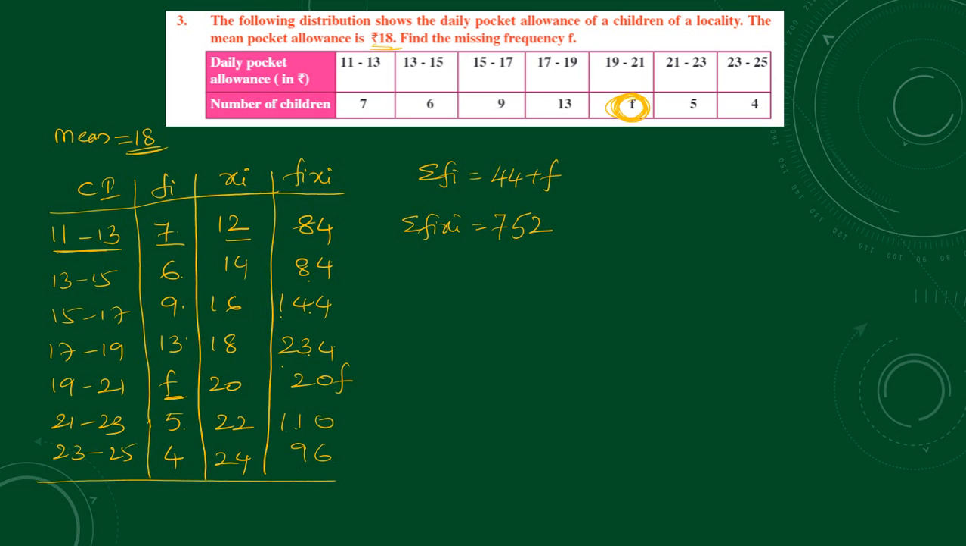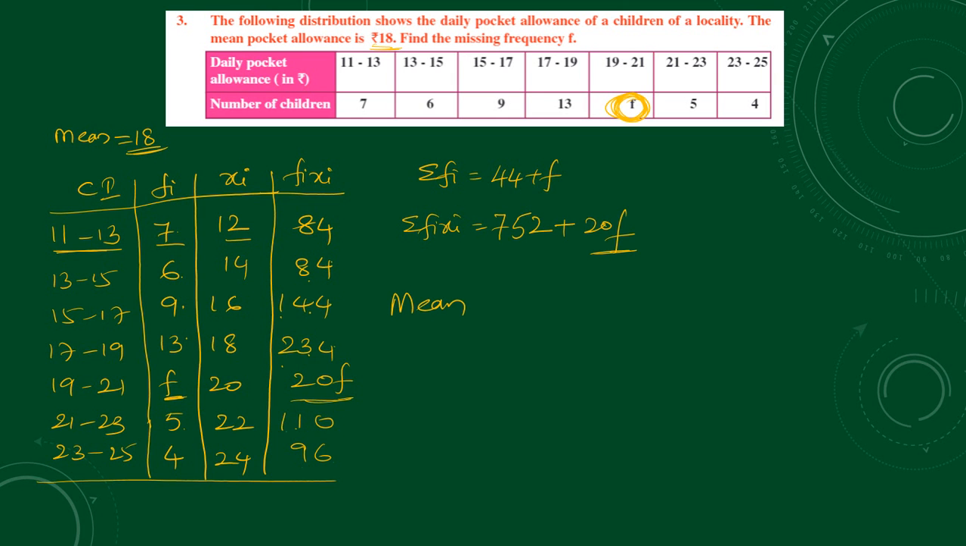So it is 752 plus 20f. We should not add this 20f since it contains the variable, so we cannot directly add it with the number, right? So 752 is my sigma. So 752 plus 20f is nothing but my sigma fi xi.